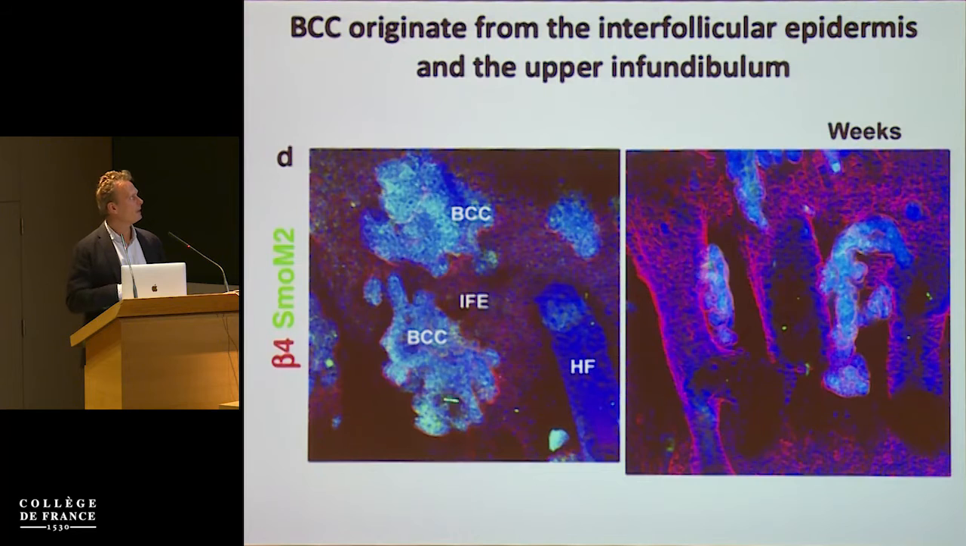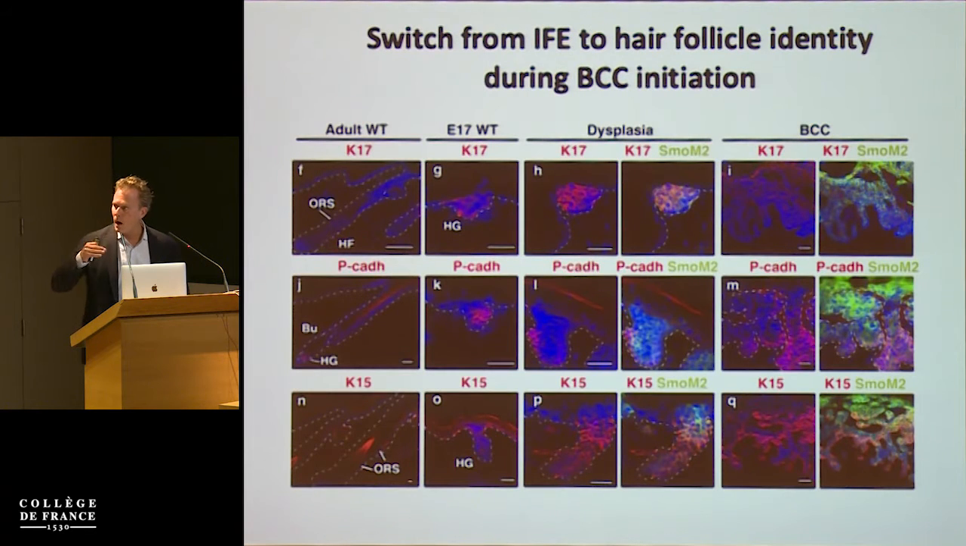And most of the BCC originate from the interfollicular epidermis or its junction with the hair follicle. And so why was it thought for decades that basal cell carcinoma arises from hair follicle? Because it expresses hair follicle markers, as I told you. But what we realized is that upon oncogene expression into the adult interfollicular epidermis, these cells change their identity and begin to express hair follicle markers before progressing into an invasive cancer.